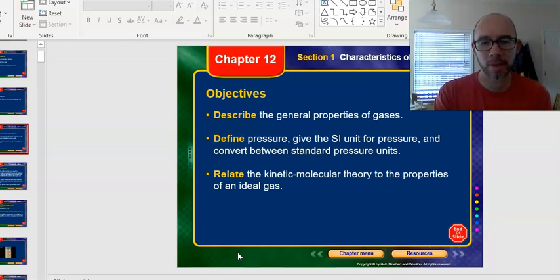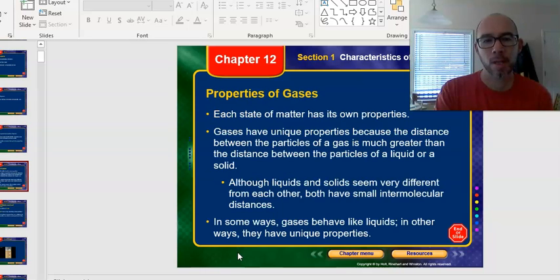And then relate the kinetic-molecular theory to the properties of an ideal gas. Remember, kinetic-molecular theory just says that if something's got more kinetic energy, it's moving faster, which means that it's warmer. So we'll talk about why gases expand so much when you heat them, hot air balloons, stuff like that, and properties of them. I'm not going to spend a lot of time on any one slide. If you need to, you can pause and write down some notes on the side of your paper next to the slide, of anything I say that sounds important.